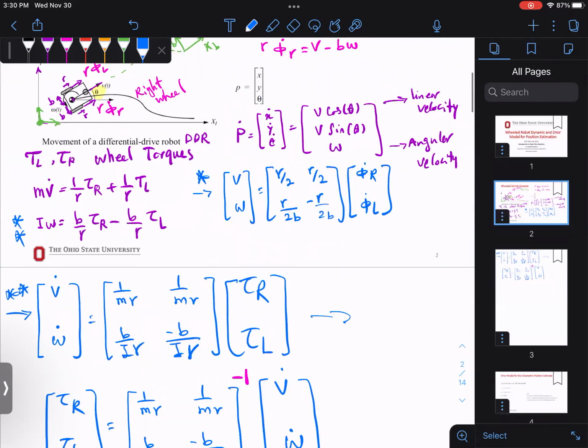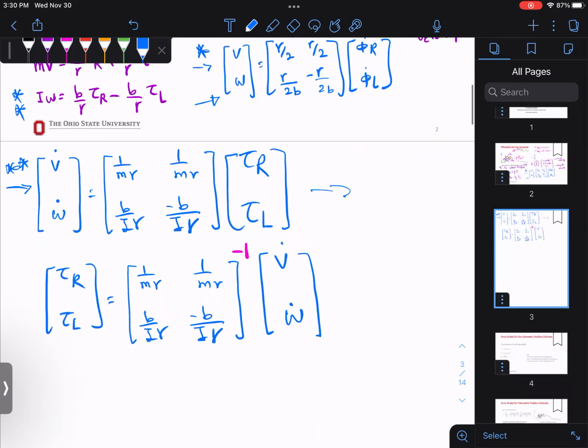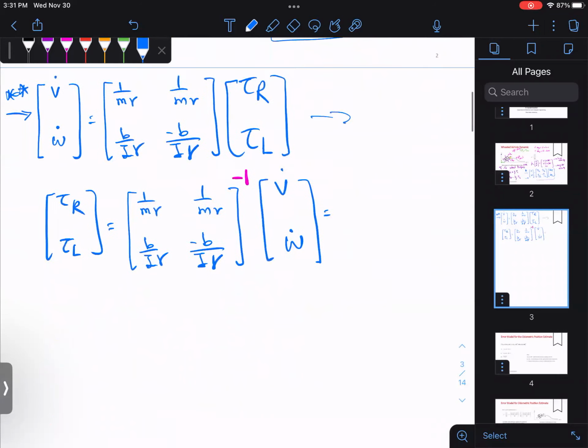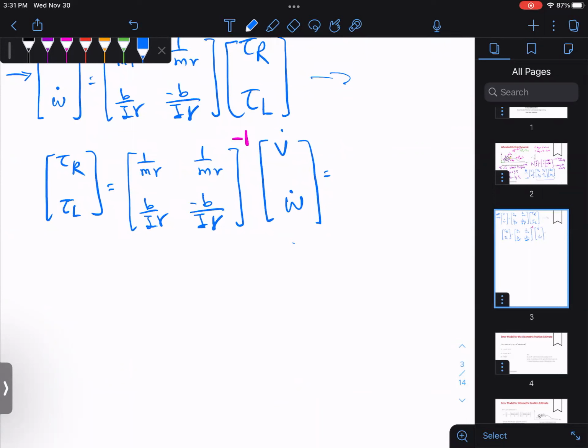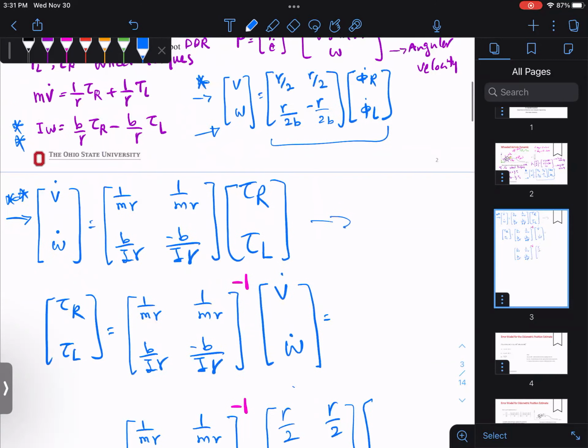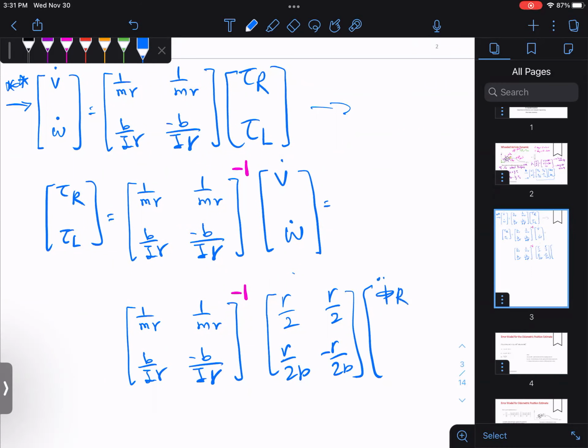So I have my V and omega from here. I'm just gonna get the time derivative of that. So the time derivative of that will give me this guy times R over 2, R over 2B, negative R over 2B. And then now I have P dot R, P double dot R, and P double dot L.